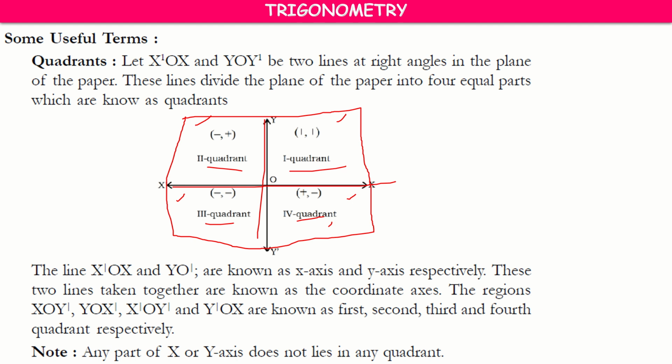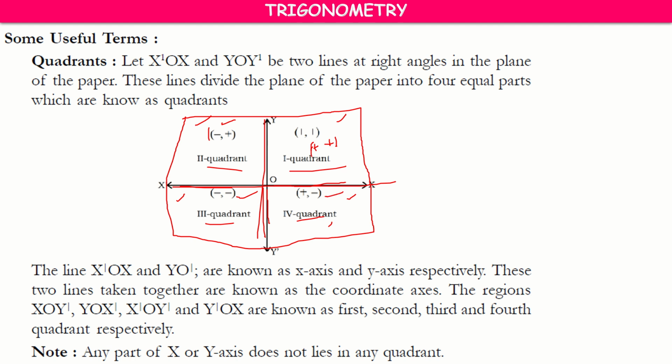Normally we know that OX is positive because the right side is positive. OY is also positive. That is the reason in the first quadrant both the x and y values will be positive. Coming to here, OX is negative because it is the left side, and OY is positive. So minus comma plus. And coming to here OX is negative and OY is also negative. So both are minus signs. Coming to here, OX is right side, so it is positive. OY is downside, so it is negative. So this is positive comma negative.